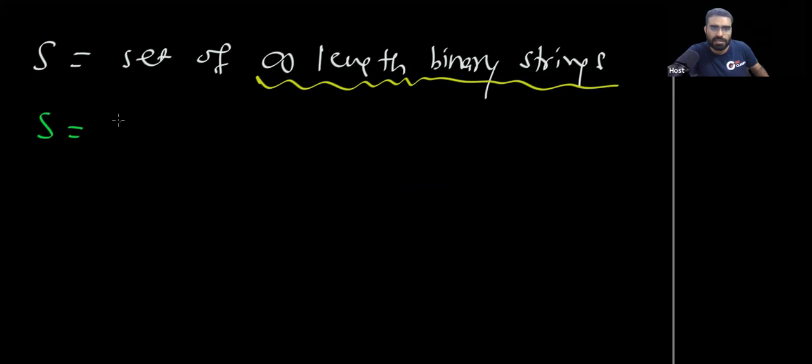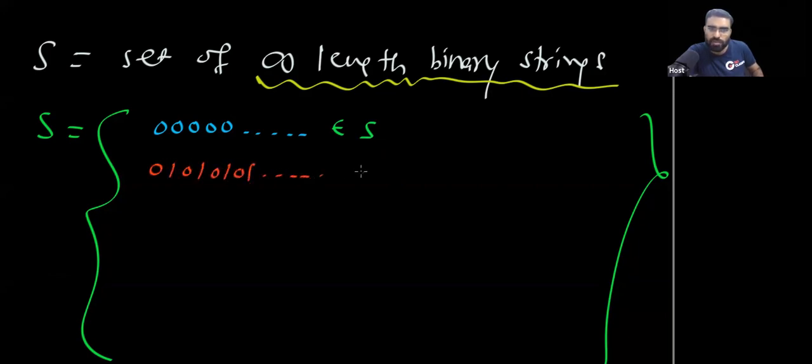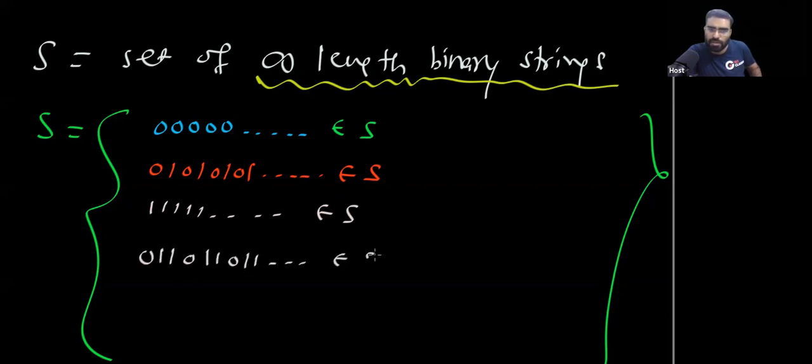Tell me. This is your set S. In your set, what do you have? You have infinite length binary strings. For example, all zeros: this string belongs to S. Also, for example, 0, 1, 0, 1, 0, 1, 0, 1, and so on. This also belongs to S. For example, all ones also belongs to S. Maybe 0, 1, 1, 0, 1, 1, 0, 1, 1, and so on. This also belongs to S.